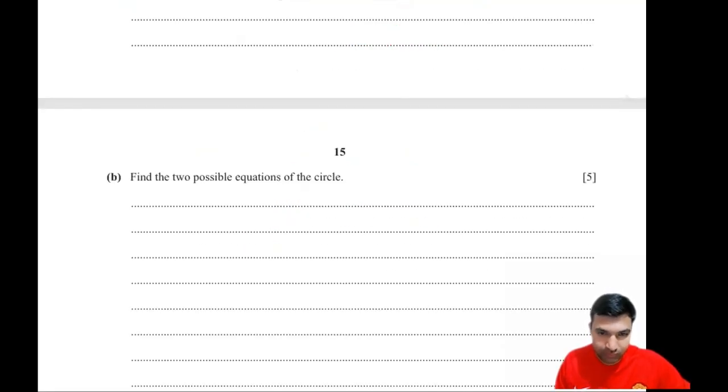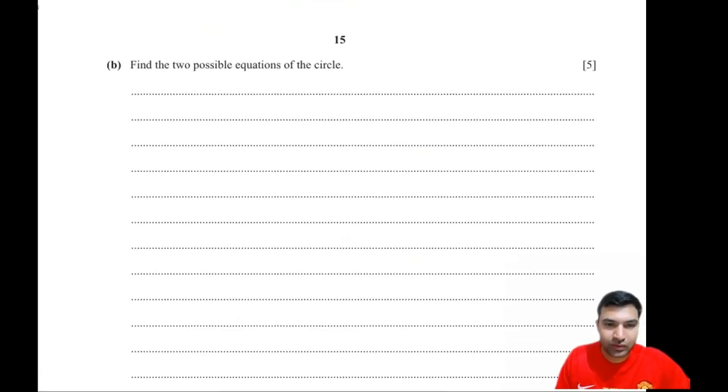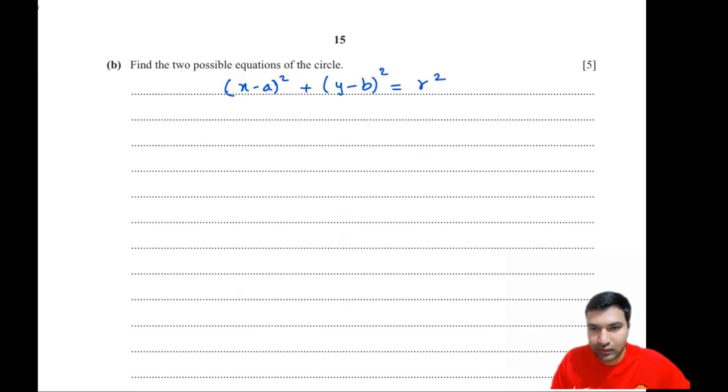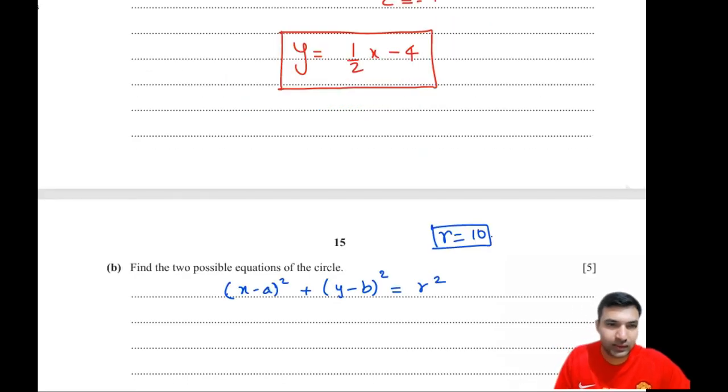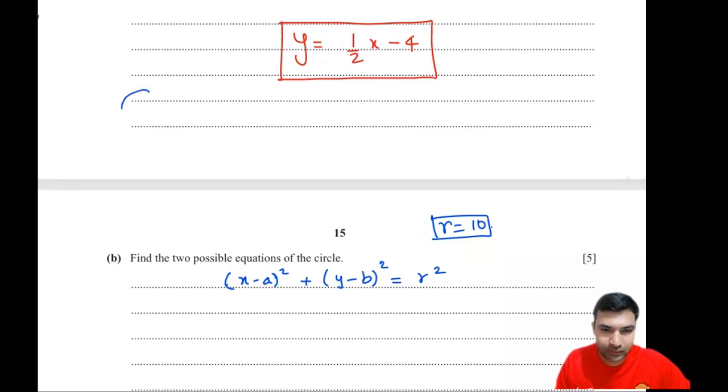Now they're asking, find the two possible equations of the circle, right? So that's the next question. So in general, what is the equation of a circle? Isn't it (x minus a) whole squared plus (y minus b) whole squared is equal to r squared? Now what is given to us? Given to us is r, which is equal to 10. And just now we have seen, let me put it here, that we got the equation of the line which is y equals 1 by 2 x minus 4.